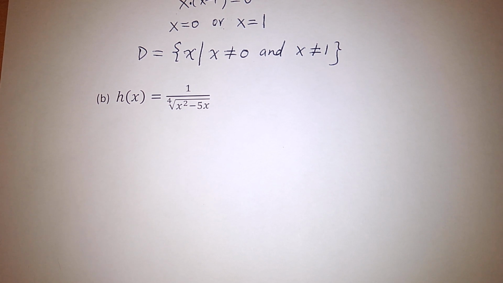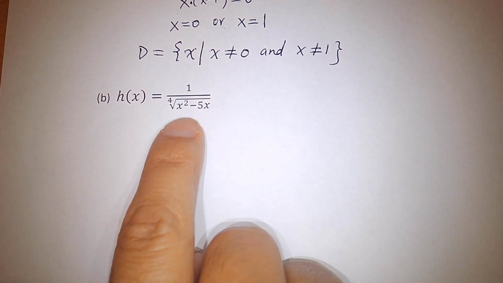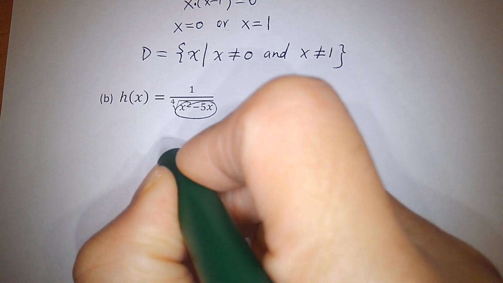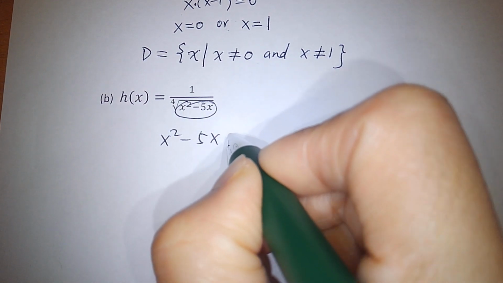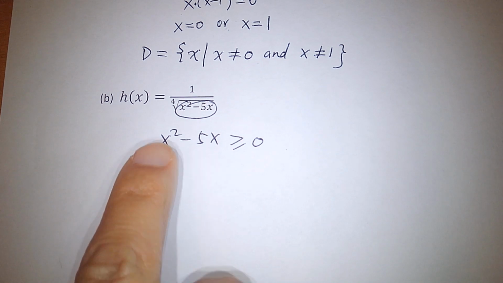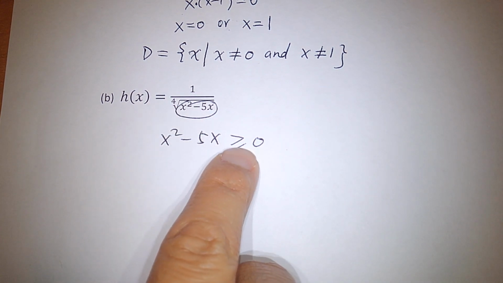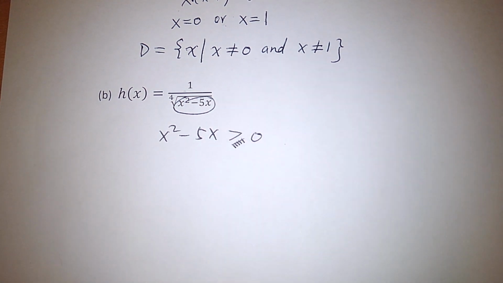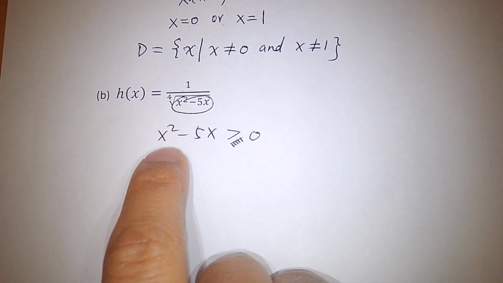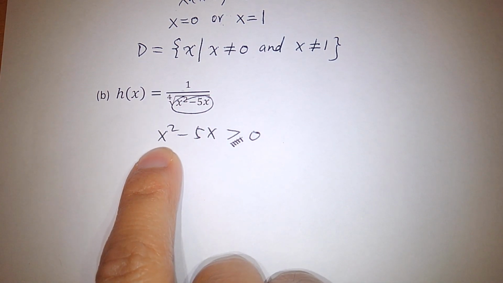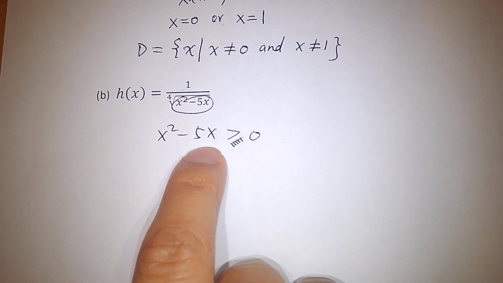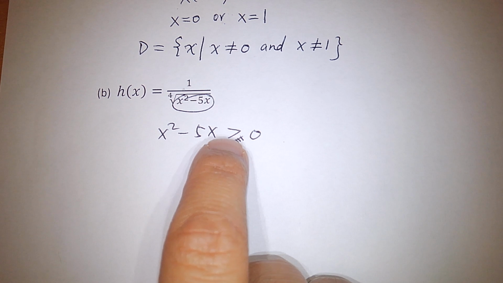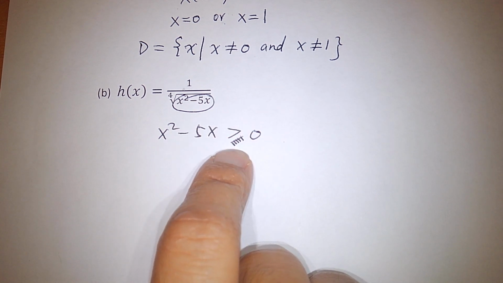Then, the fourth root of x squared minus 5x. We know under the radical expression, the x squared minus 5x should be greater than or equal to 0. However, it's also in the denominator. Can we choose the equal to 0 case, yes or no? No. So actually for this problem, to find the domain of the function we only need to solve an inequality. What inequality? x squared minus 5x strictly greater than 0. Then it will give us the domain of the function, right?